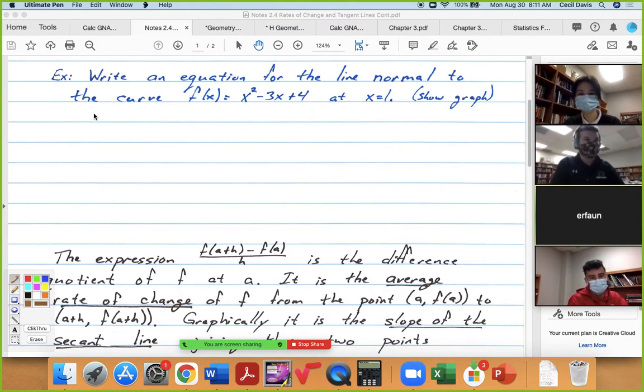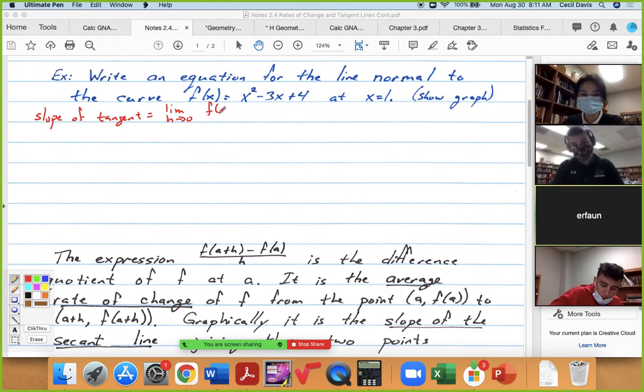So we need to figure out what is the slope of the tangent first. So the slope of the tangent, actually let's do this in a different color, is going to be the limit as h goes to 0 of f of 1 plus h minus f at 1, all over, and you can just write h, but I like doing this to start to remind me that I'm just finding slope. It's the change in y over the change in x.